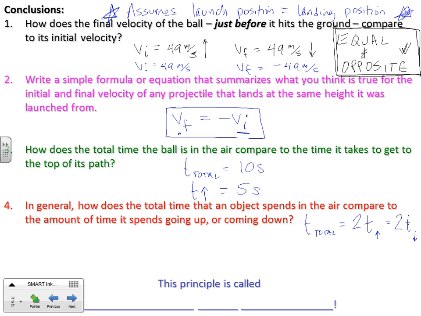Now, what do we call this? I don't know if people really call it this or not, but I call it symmetry of motion. I think there's 2 M's. That's what I call it. And we're going to apply a couple of these symmetry of motion principles in a couple of problems. Ready, set, go.